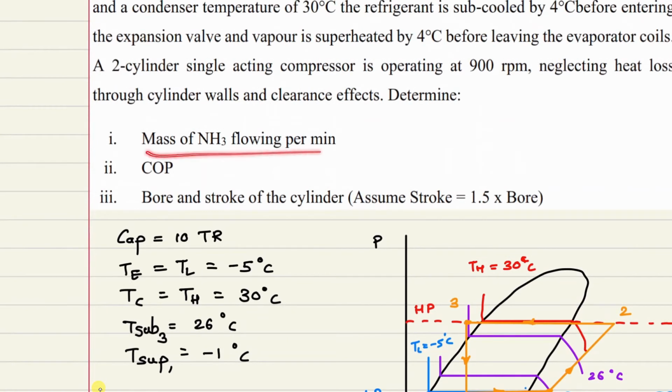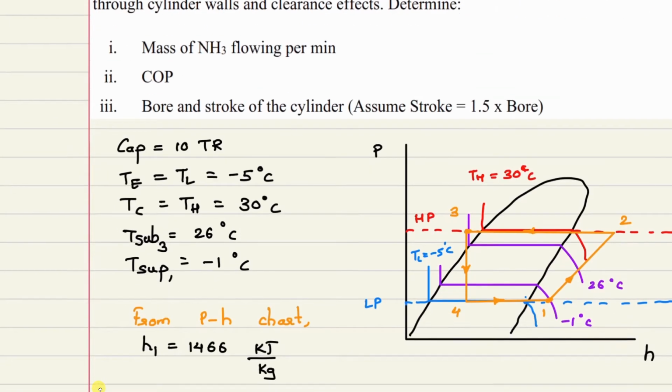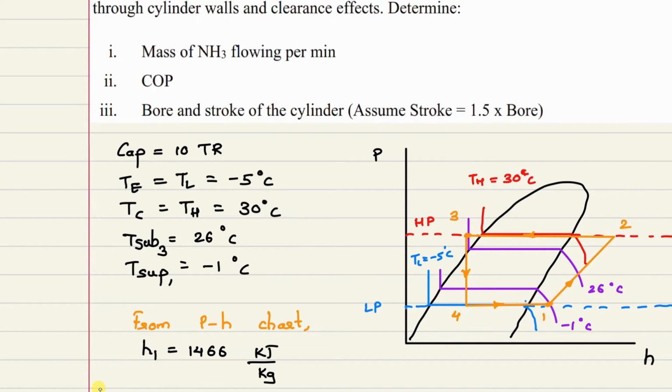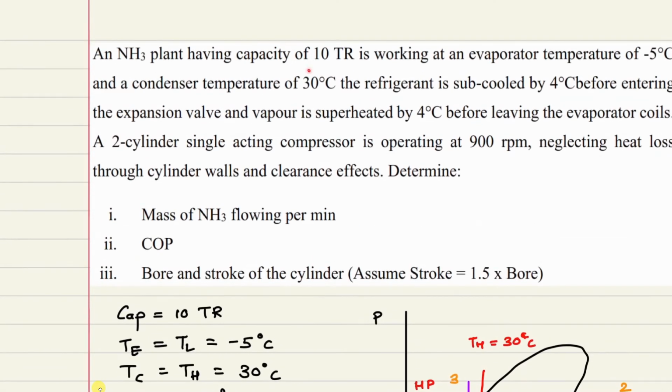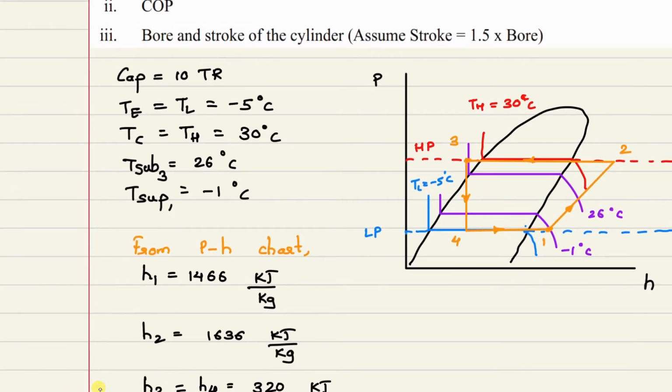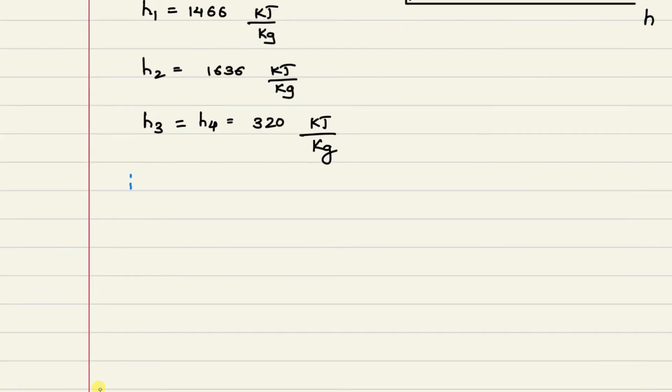We have to calculate mass flow rate. How to calculate this? Q dot A is from 4 to 1, refrigerating effect or heat absorbed. So that will be 3.5 into capacity equal to mass of refrigerant into higher enthalpy H1 minus lower enthalpy H4. So I'll write down the first part, mass flow rate of refrigerant, unit asked is kg per minute.